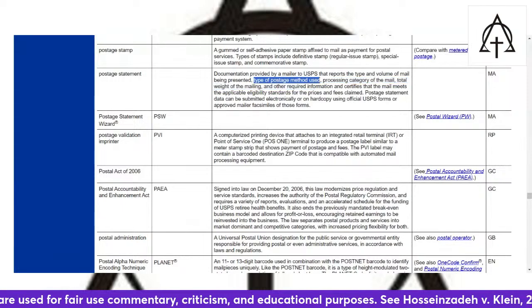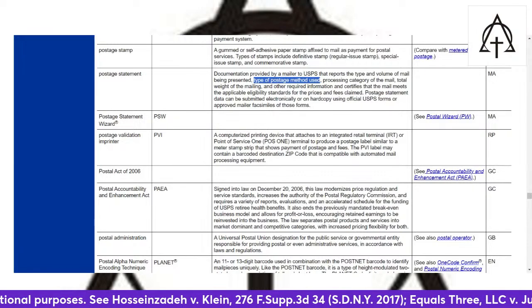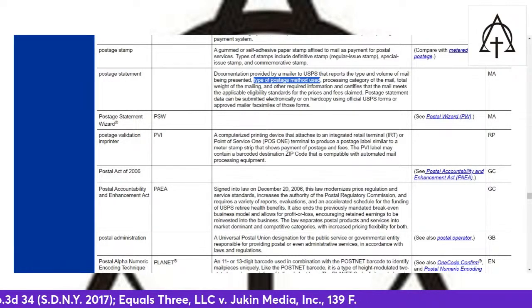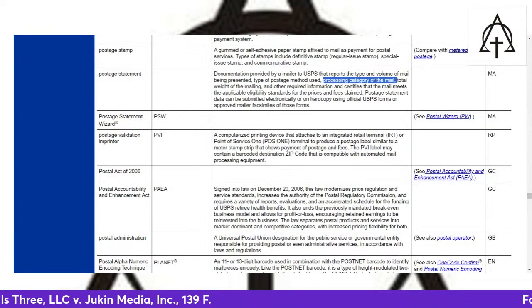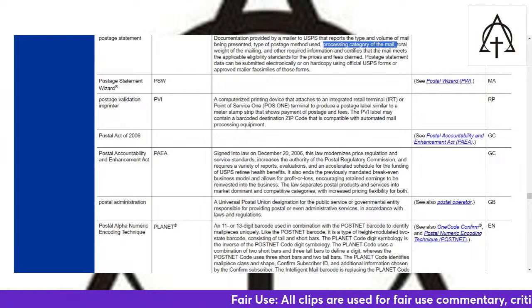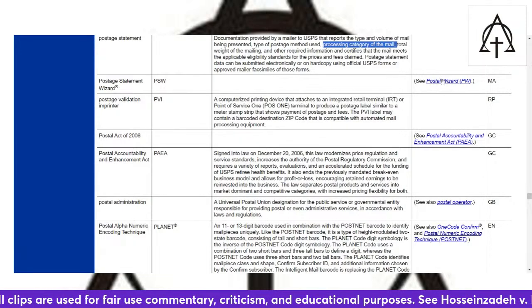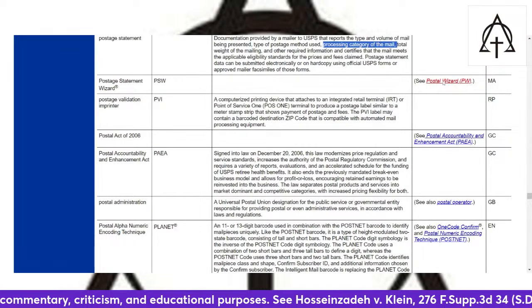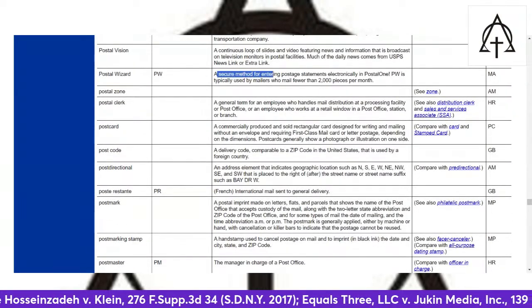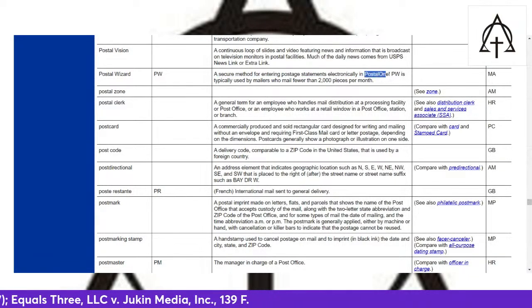You can tell them the type of postage method, whether you use tax per queue, Her Majesty's Royal Mail, prepaid postage, whatever you're going to use as expressing your capacity and the processing category of the mail. Postage statement wizard. Isn't that convenient? Isn't that nice? Postal wizard. Postal wizard. A secure method for entering postage statements electronically in Postal One.